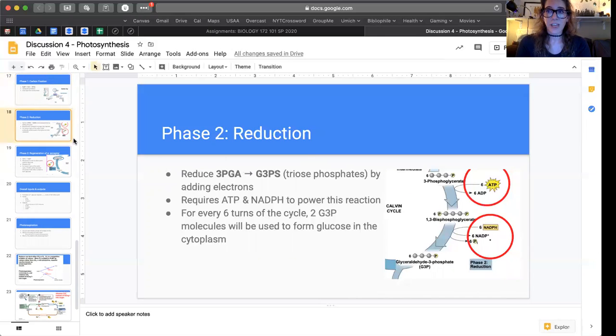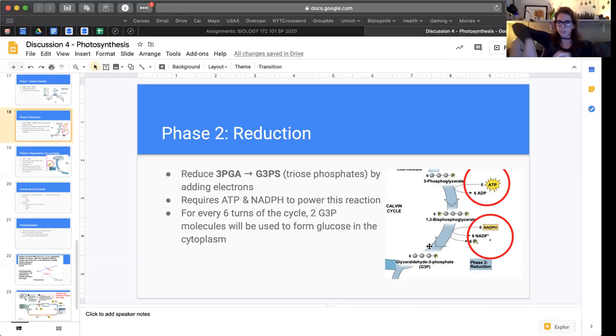The next step is reduction. So we have this 3-phosphoglycerate to start, and then we are reducing it into G3P, or triose phosphate, but it's going to be an endergonic reaction. So we need to power it with a couple sources of energy, with ATP in this first step and with NADPH in the second step. So we can see that the reduction phase is going to have this intermediate, bisphosphoglycerate.